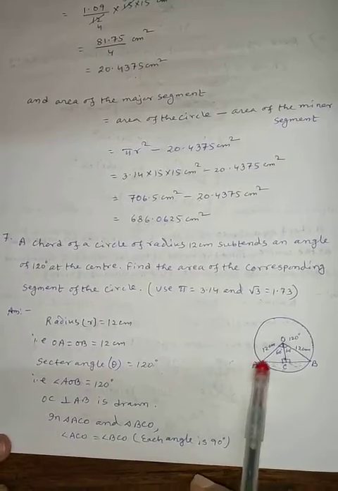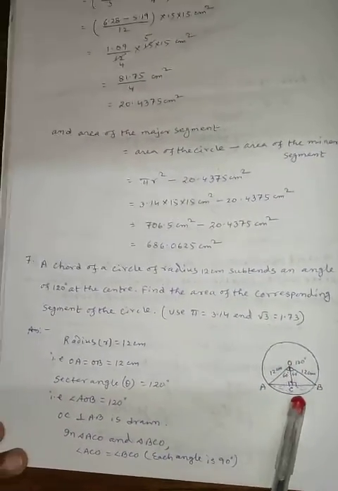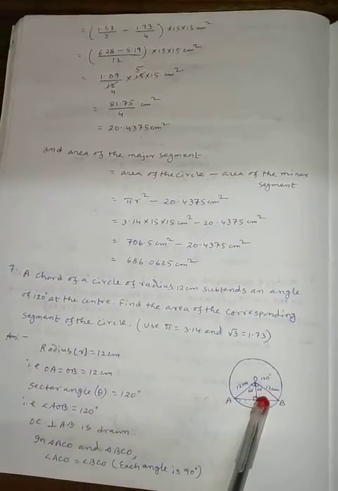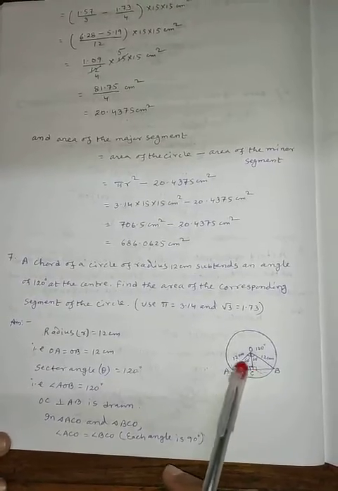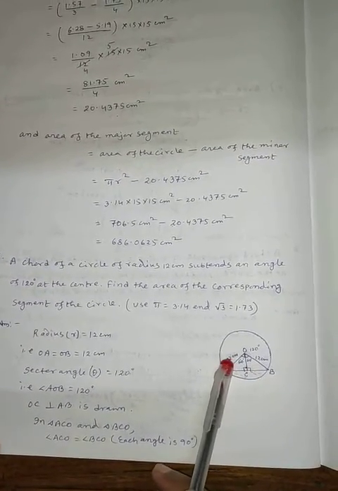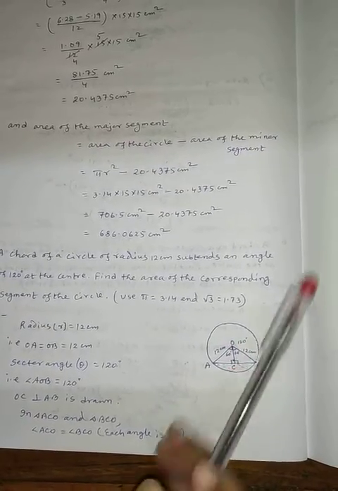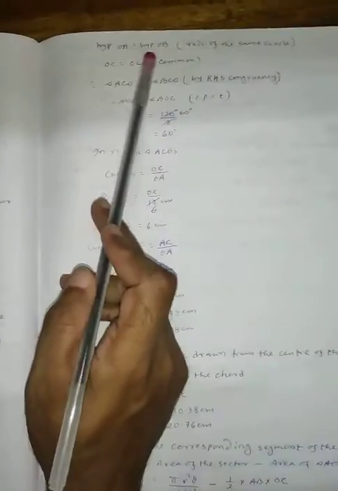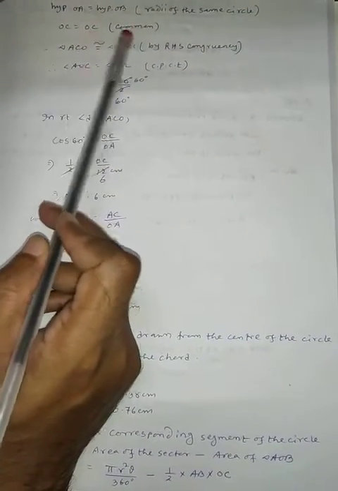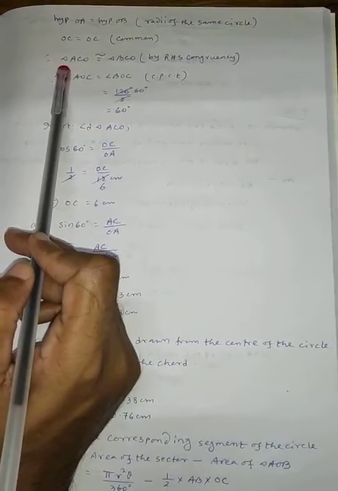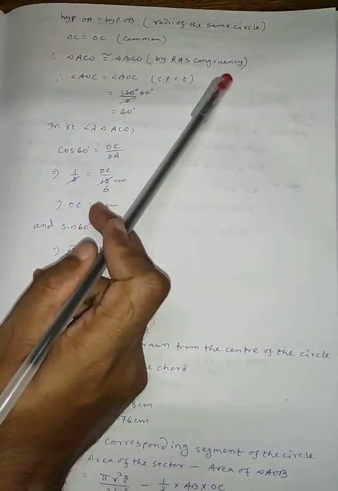Then let us select triangle ACO and triangle BCO and make them congruent. Angles ACO and BCO both match because each angle is 90 degrees. 90 degrees opposite the hypotenuse, so hypotenuse OA is equal to hypotenuse OB, and OC is common. I wrote here hypotenuse OA equals hypotenuse OB, reason: radii of the same circle. OC equals OC, that is common. Therefore triangle ACO and triangle BCO both are congruent by RHS congruency.